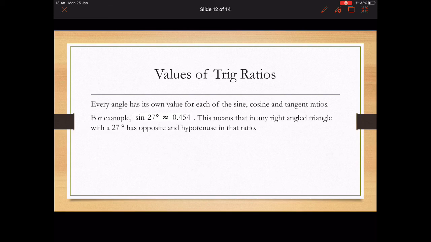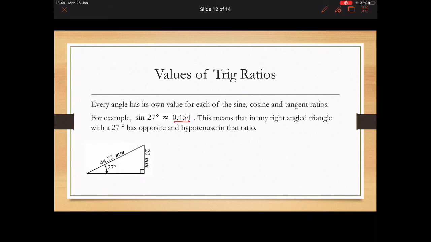So for example, if you put sine 27 into a calculator, it would give you some really long and horrible number, but to 3 decimal places, it would be 0.454. So this means that in any right angle triangle where there is a 27-degree angle, the opposite and hypotenuse sides would be in this ratio.